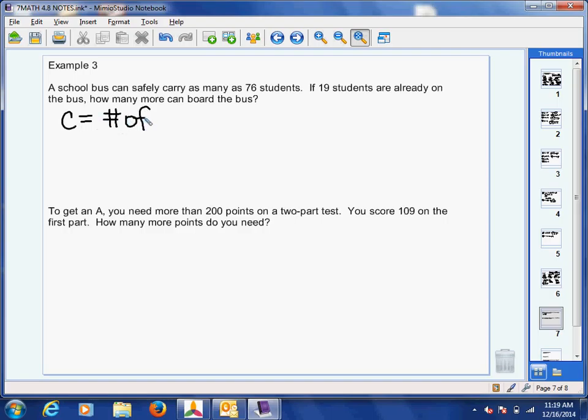Do we have to use C? Can we use any variable? Yes. So I'm going to take you through the same steps that we did yesterday. Step 1 was identify your variable and figure out what it means in your problem. So this is how many more kids we need to get on the bus, number of children.